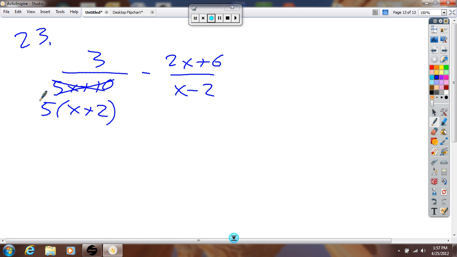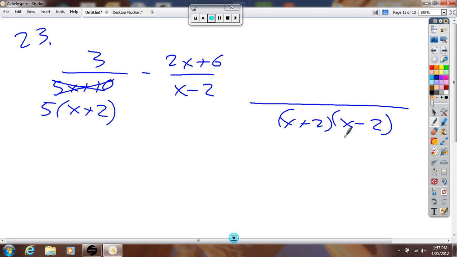Okay, so what's my common denominator? 5x. I got two binomials. Are they the same or different? Different. Then I have to have both of them, right? So I've got to have x plus 2, x minus 2. Do I need anything else? 5. I need the 5 that's out here. It has nothing to do with the binomials. I need a 5. So there's my common denominator.